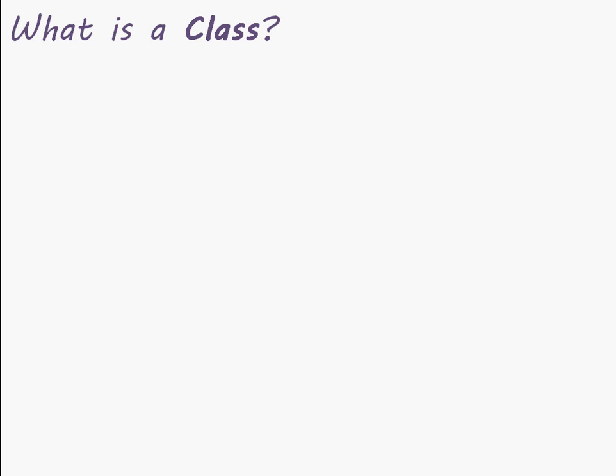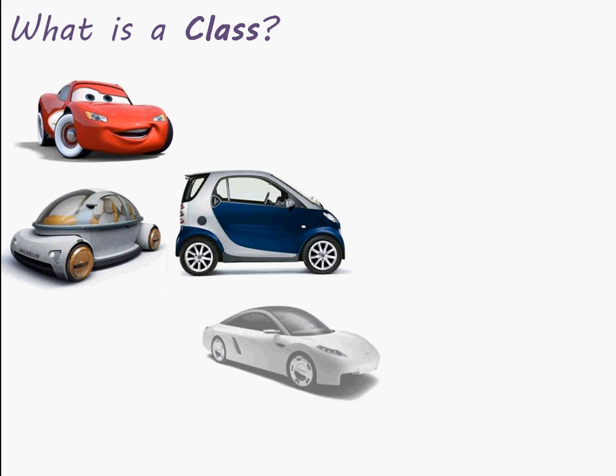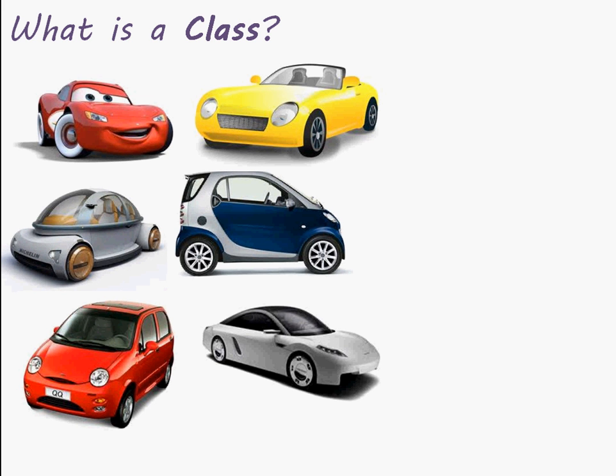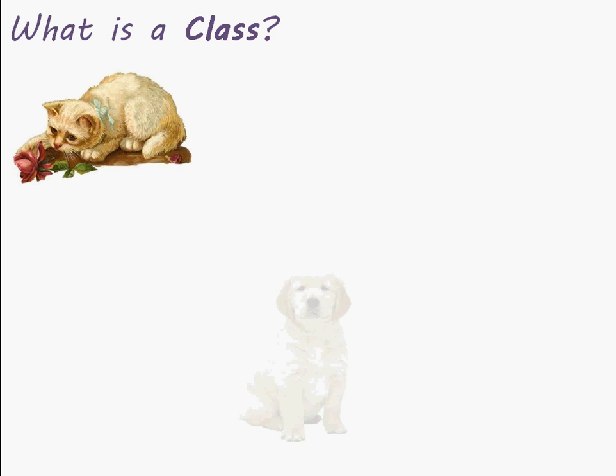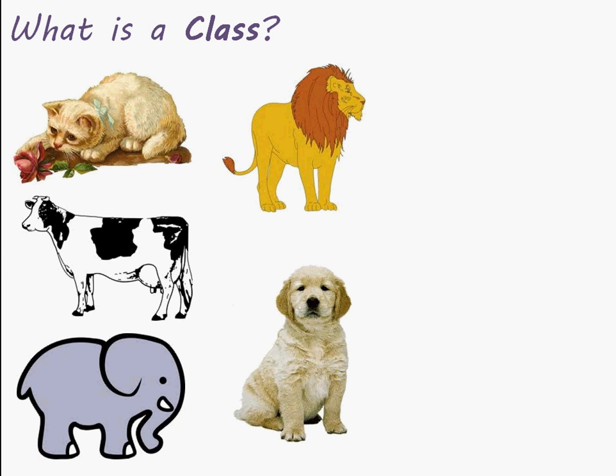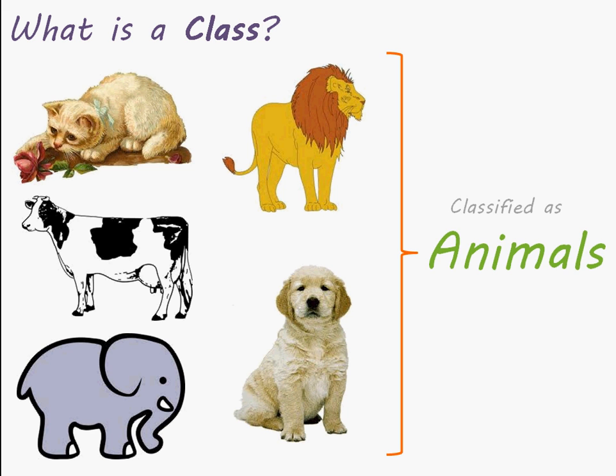What is a class? See, there are several types of cars. All these are objects. How do we classify them? We can classify all of them as cars. Likewise, all these are animals. We can classify them as animals.